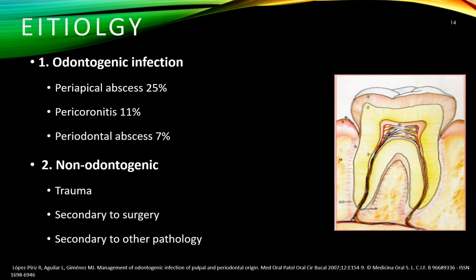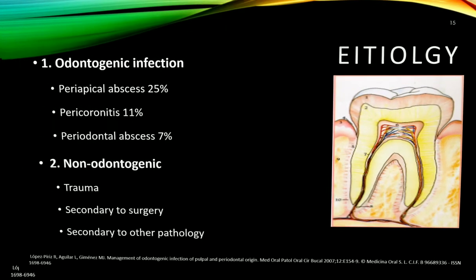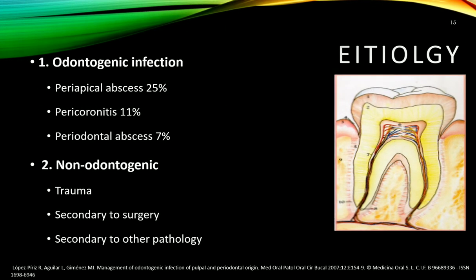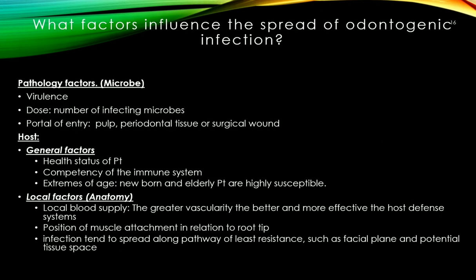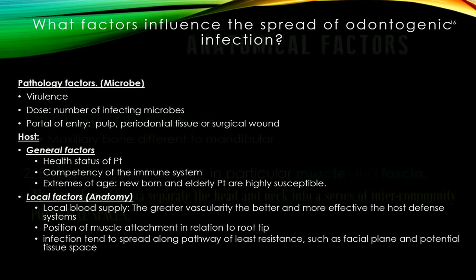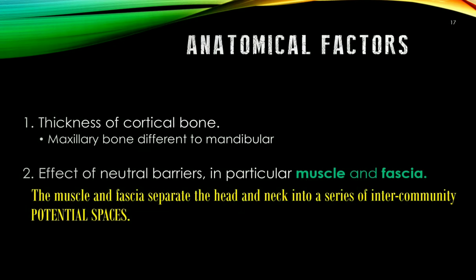Etiology is most commonly odontogenic infection, where periapical abscess, pericoronitis and periodontal abscess contribute. Non-odontogenic causes can be trauma, secondary to surgery, and secondary to other pathologies. The influencing factors are microbial, host and anatomical factors, where the microbial factor is due to the virulence of the bacteria, the host factor is due to the general health of the patient, and the local factor, that is anatomical, may be due to the spaces present.